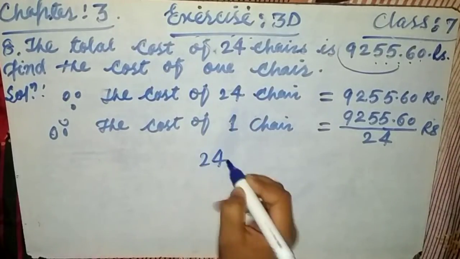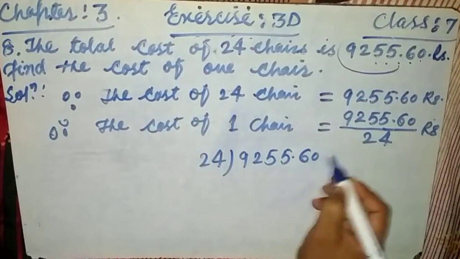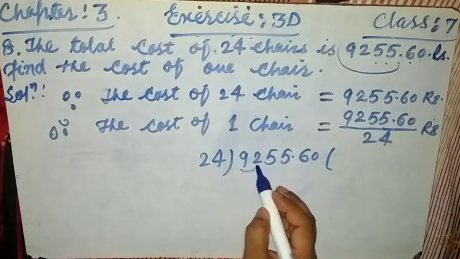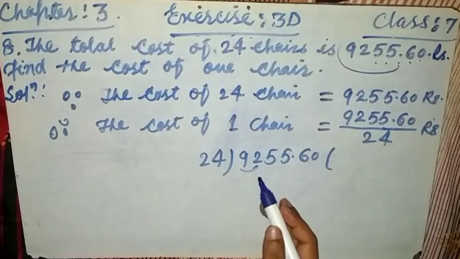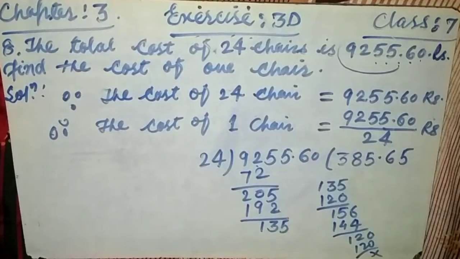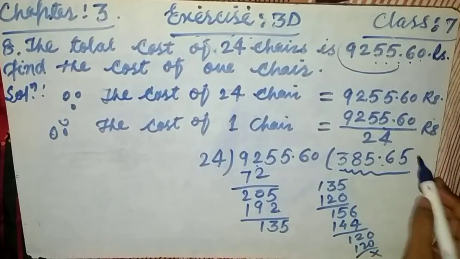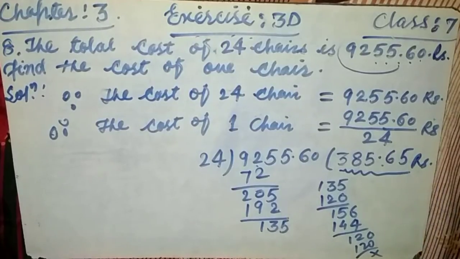Now divide. Here the combined two digits, here the 92. How many times 24 will go? Now see friends, now divide 9,255.60 and we will get here 385.65 rupees. Divide very carefully, friends, because this is the division of decimal type of questions.